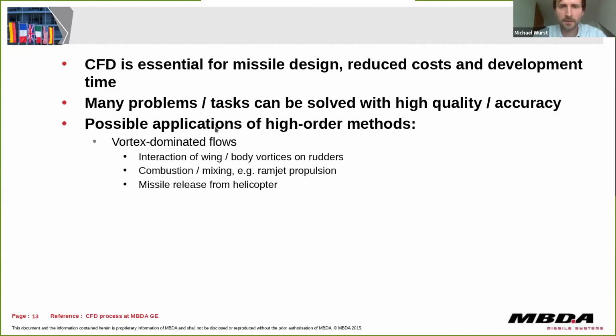And I would divide the possibilities for high order methods into two categories. First, vortex dominated flows, for example the interaction of wing or body vortices with the radars, especially at high angle of attack. And of course combustion and mixing, which is important, for example, in ramjet propulsion, or missile release, especially, for example, from helicopters.